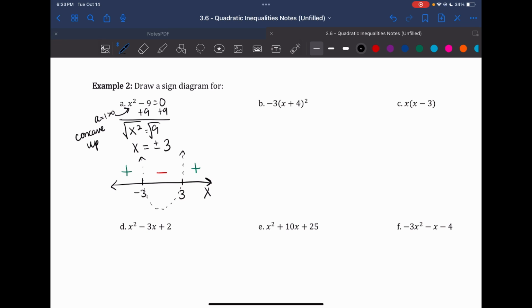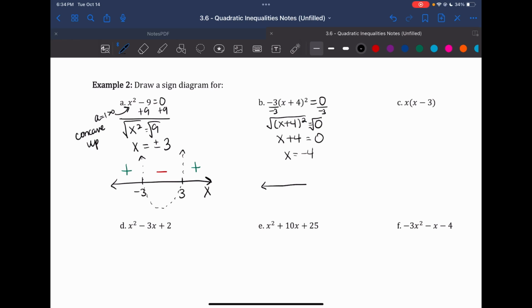For letter B, I'm going to do the same thing. Set it equal to 0. That -3 out front, I could easily divide both sides. And I get (x plus 4) squared equals, well, 0 divided by -3 is still 0. So then I have (x plus 4) squared, take the square root. You get x plus 4 equals, well, plus and minus 0 is still 0, so just 0. So x equals -4. So that means I only have one answer for this sign diagram. And I'm going to go ahead and draw that out.